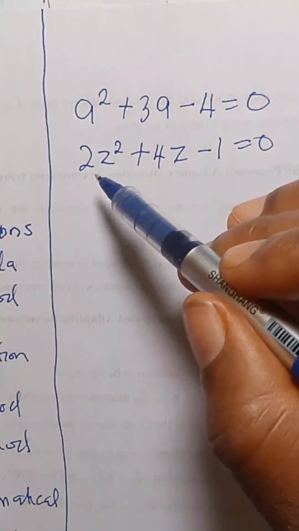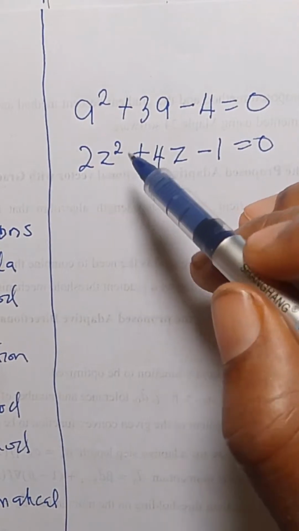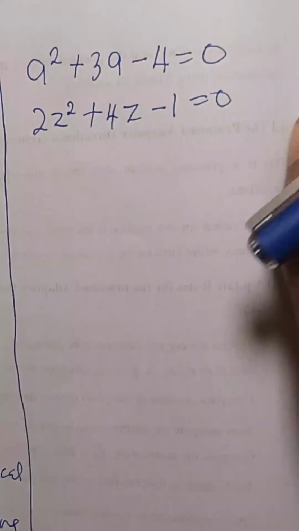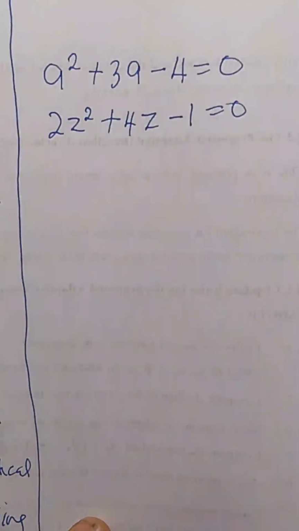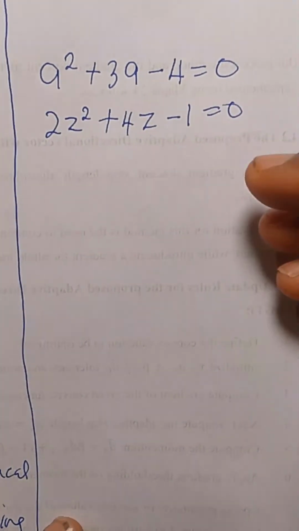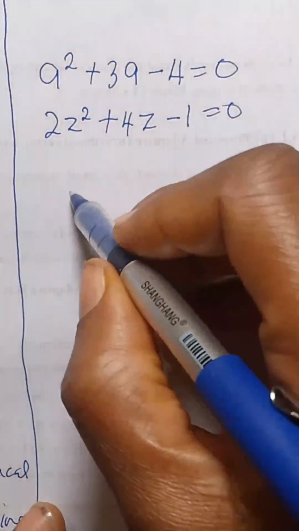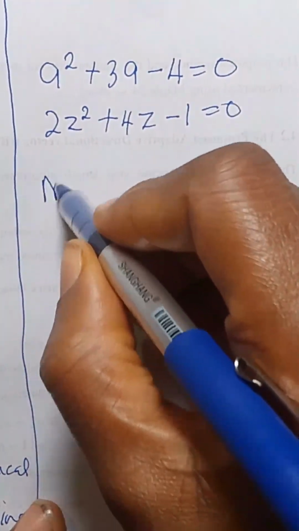So what I'm trying to show you here is that it mustn't be x. It could be any letter of the alphabet. I'm just showing how to identify a quadratic equation. Now, let's talk about methods of solving quadratic equations.